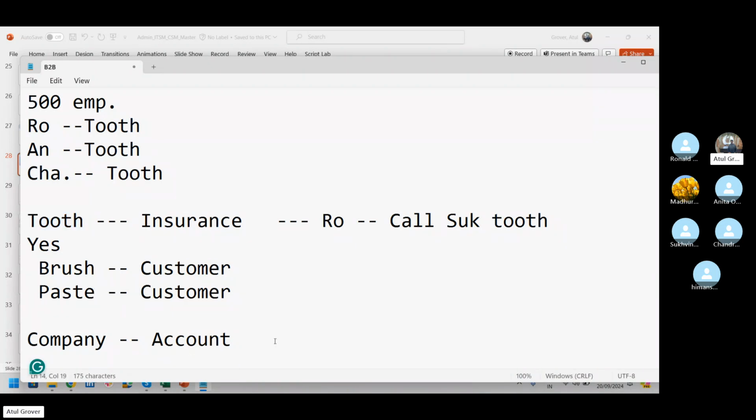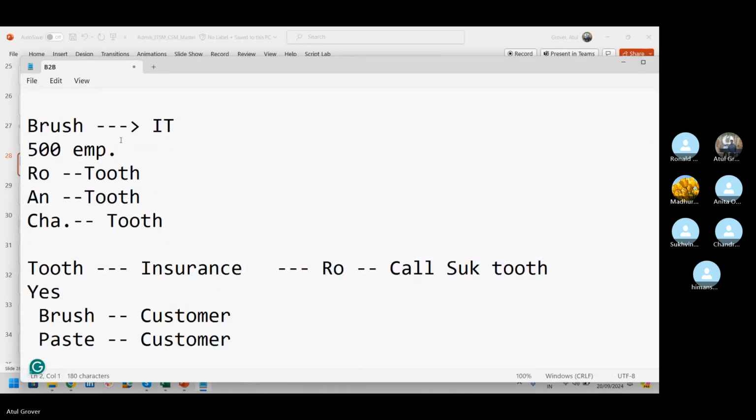Also in this account, tomorrow if the Tooth company needs to talk about a change in the premium, to whom will they talk in the Brush company? With whom will they talk? We need some representative, right? It's not possible that the Tooth company will speak to everybody, Ronald, Anita, and Chandramani. Not possible. So we need one person, right, as a POC.